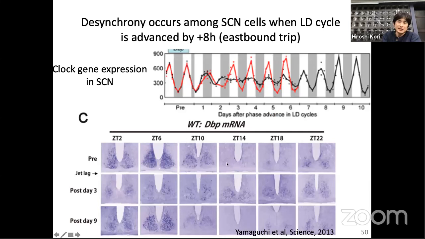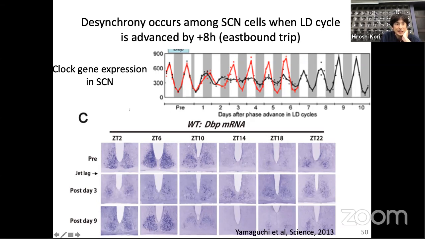And what makes the recovery so slow? Here is a big clue. What is happening is actually desynchronization among SCN cells when the LD cycle is advanced by 8 hours. Here I show black, please look again at only the black curves. This is before the jet lag and this is after jet lag.